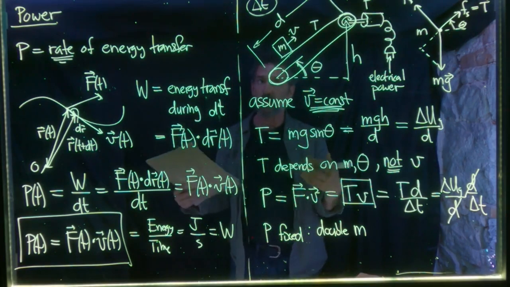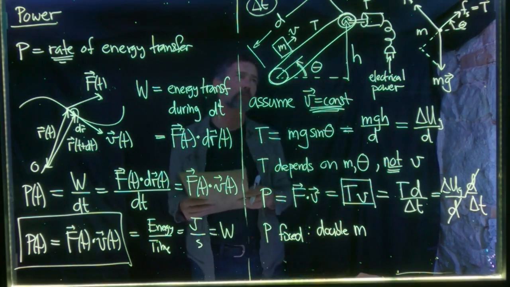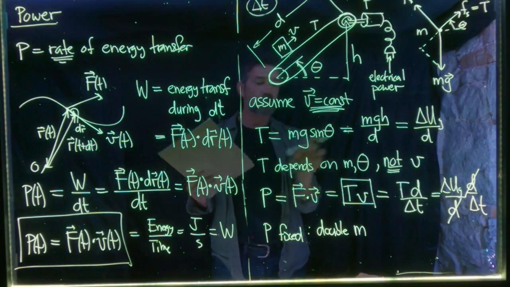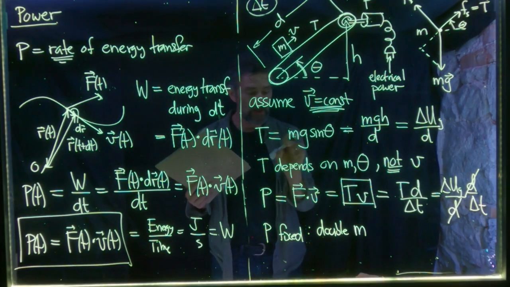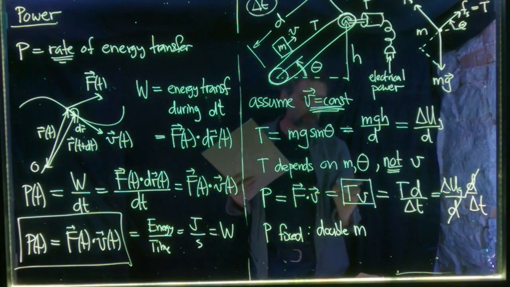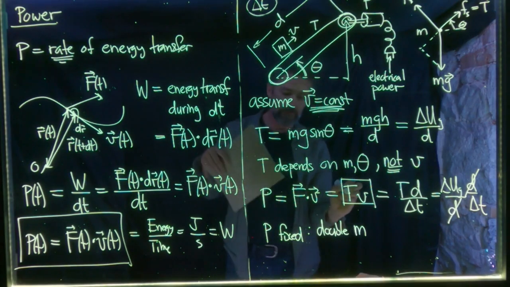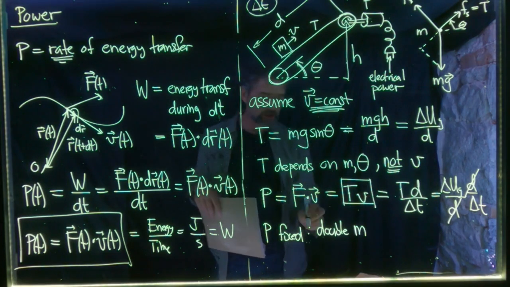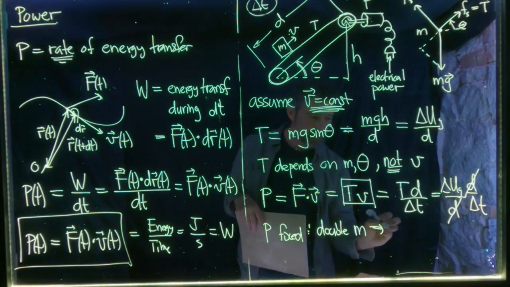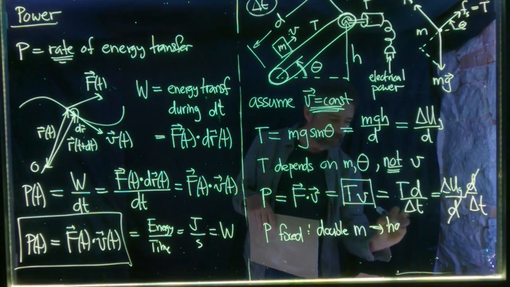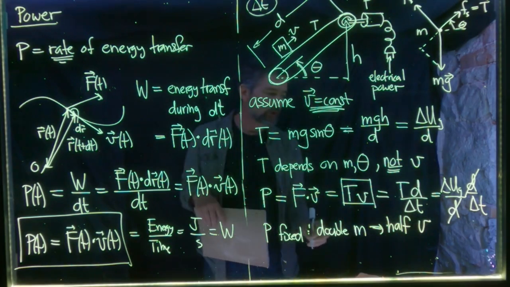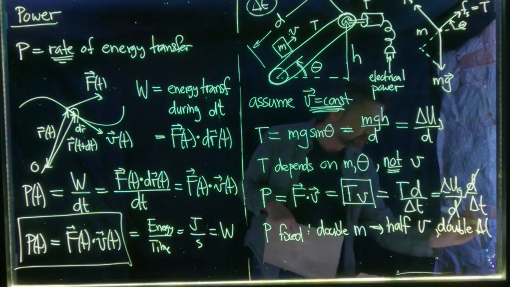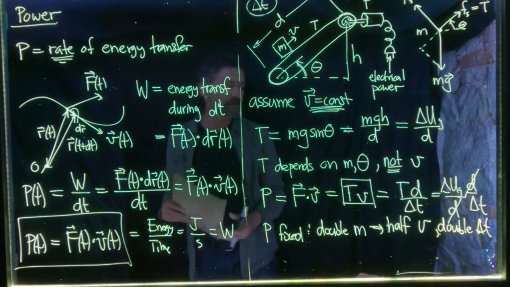If we double the mass, stick another identical box on, then what's going to happen? If we look at the tension, g won't change, sine theta won't change, but the tension will double because we've doubled the mass. So if we double the tension for a fixed power, we have to halve the speed. So doubling m requires that we must cut v in half, or equivalently, we must double the time, delta t, that it takes to travel through that fixed distance d.